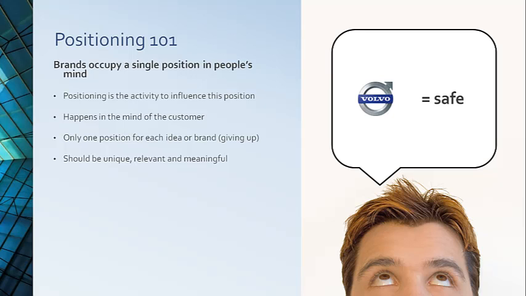Second is to be relevant and meaningful. Meaning, if customers don't care about safe, then having Volvo's positioning as safety will be useless. However, if you're a person who's buying a car for your family, for your wife and your kids, safety is pretty high on your list, right? Do you care that the car is a little bit more expensive? If it's going to keep them safe, let's put up some extra money.